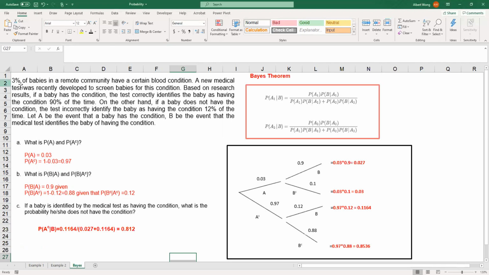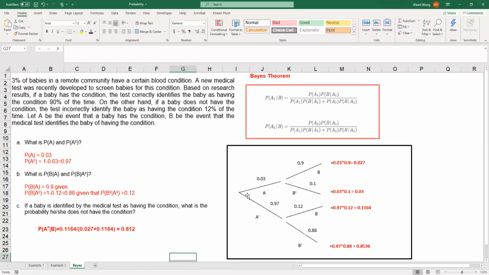Suppose in this example, 3% of babies in a remote community have a certain blood condition. Let A be the event that a baby has the condition. So either a baby in the community has the condition or does not have the condition. So the probability of A is equal to 0.03 because 3% of the babies have the condition. If 3% of the babies have the condition, then 1 minus 0.03, which is 0.97, is the probability that they do not have the condition. So how do we use it?